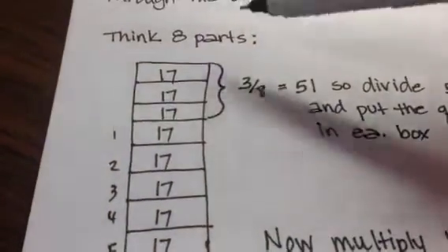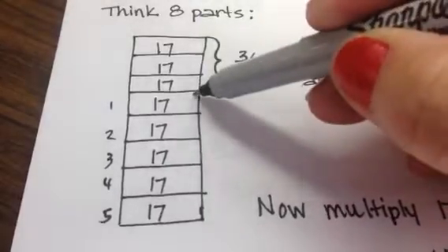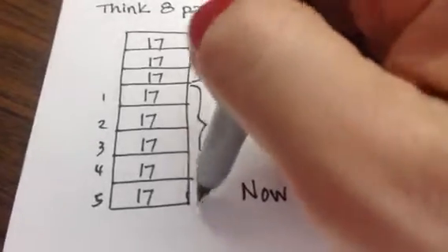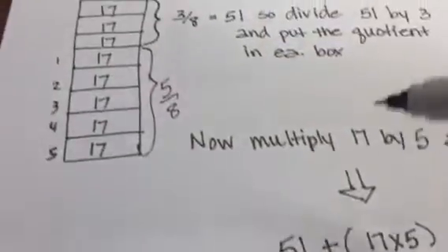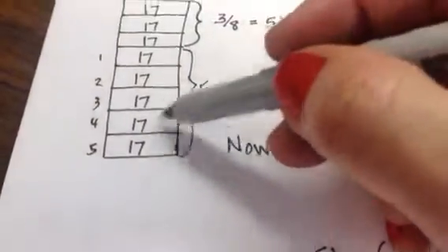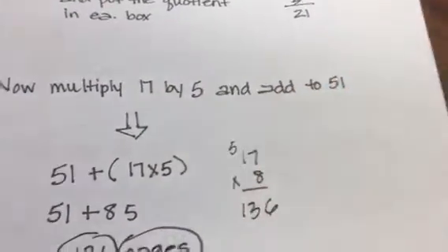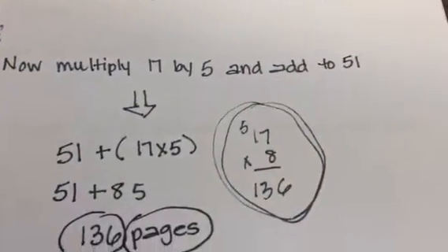All right, so we were told he read this many pages. We didn't know what the 5/8 was going to equal. But once we found this out, we could do this. Okay, you know what else you could have done? You could have simply said, all right, well, what's 17 times 8? Because I know I have 8 parts, so let's just do that. 17 times 8, 136. Oh, look at that. Same thing. So if this is easier, which it probably is, then that's what you can do.